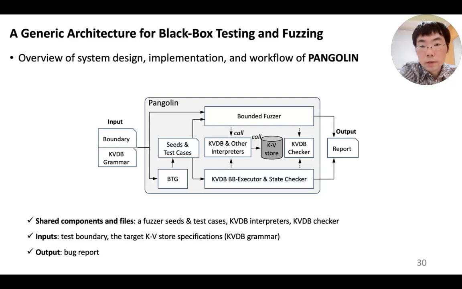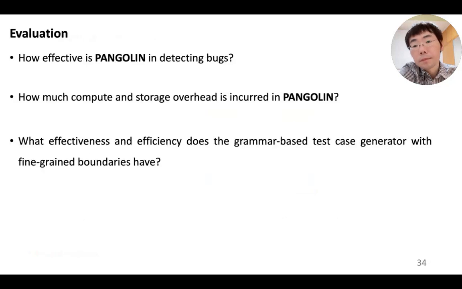This figure shows the overview of the system design, implementation, and the workflow of Pangolin. You can see there are several shared components and files, including fuzzing seed, test case, key-value store interpreter, and the kvdb checker. The input for Pangolin is the test boundary and the target key-value store specification description, that's the kvdb grammar. The output is the bug report.